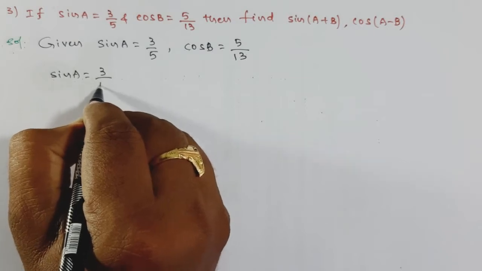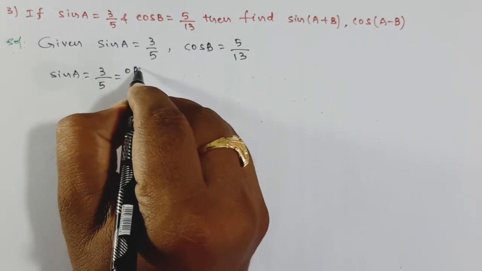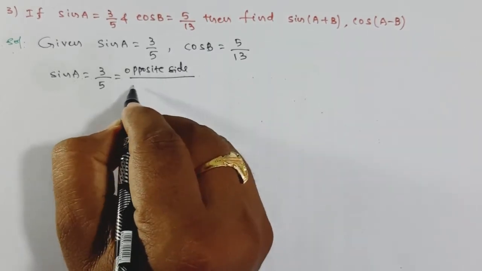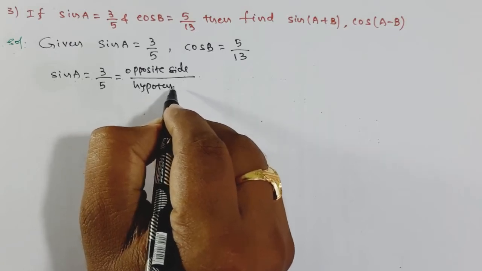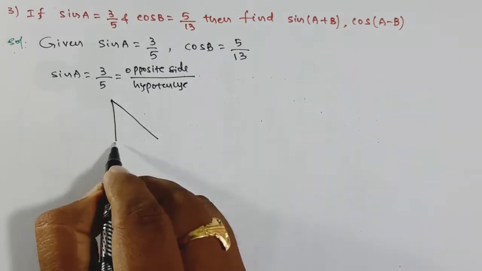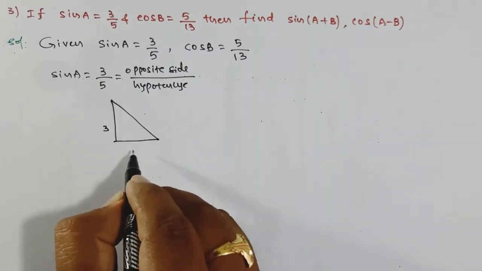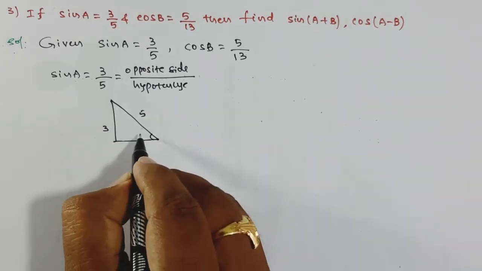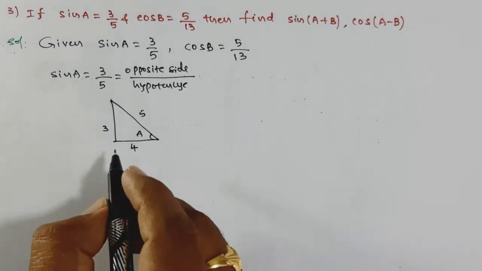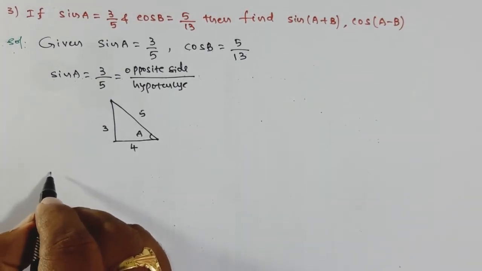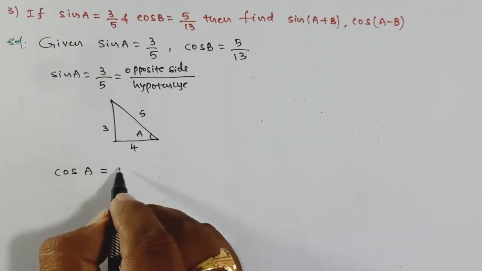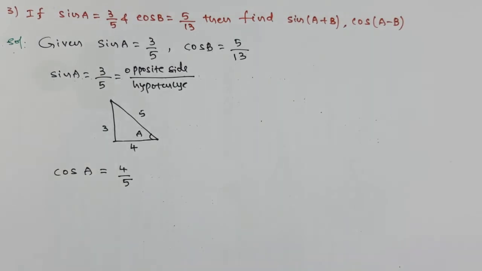First we write sin A equal to 3 by 5, that is opposite side by hypotenuse. Now we find the adjacent side by using the Pythagoras theorem: hypotenuse square equals adjacent square plus opposite square. Adjacent side is 4. And then write cos A equal to adjacent side by hypotenuse. Adjacent side is 4 and hypotenuse is 5. This is the cos A value.